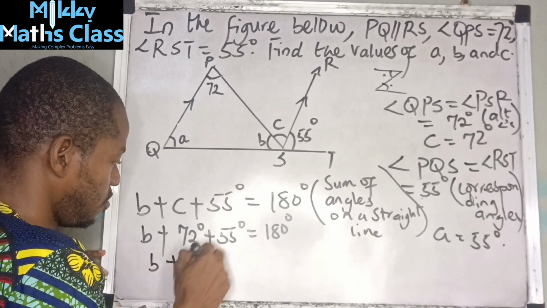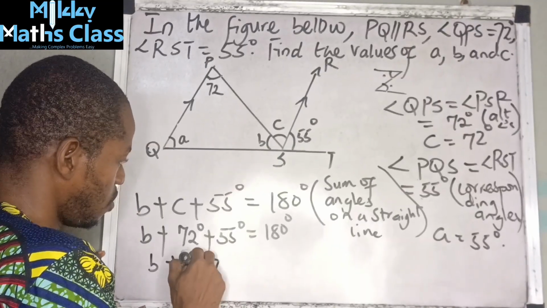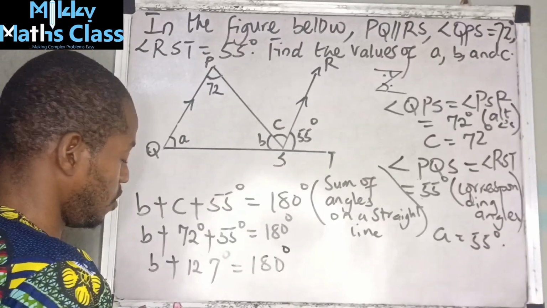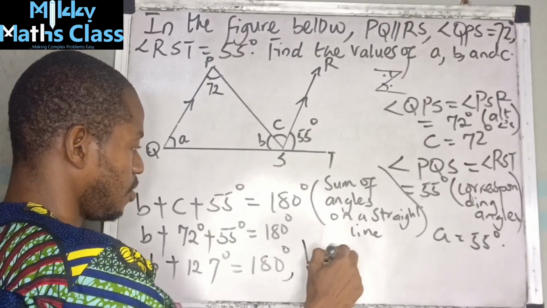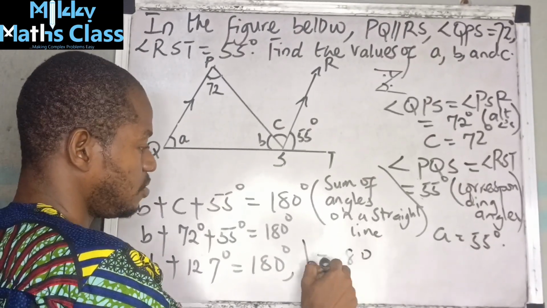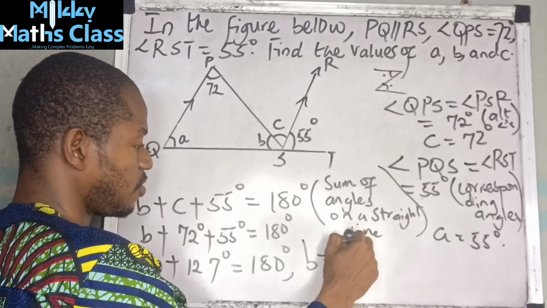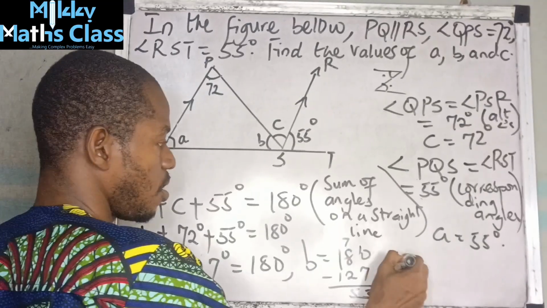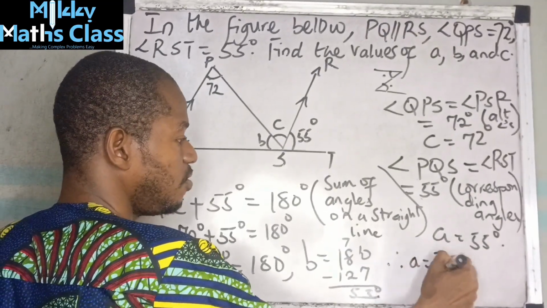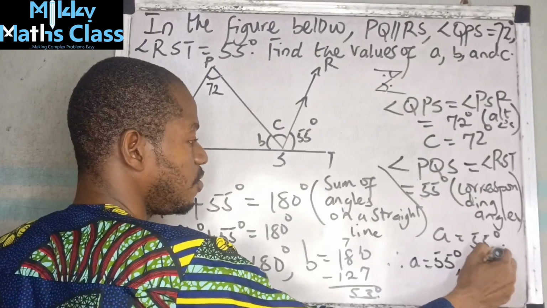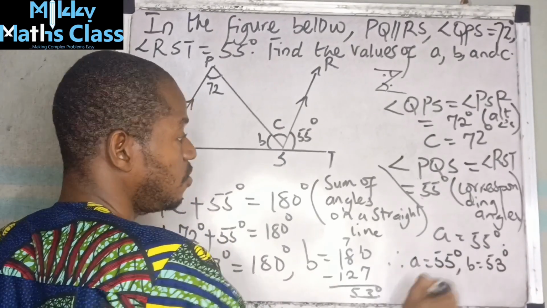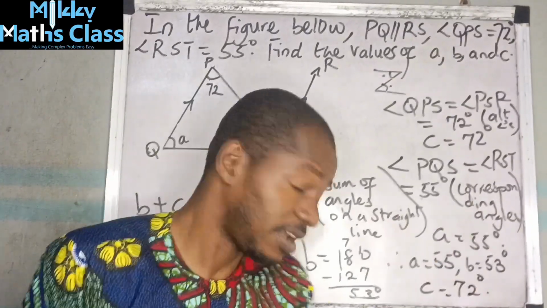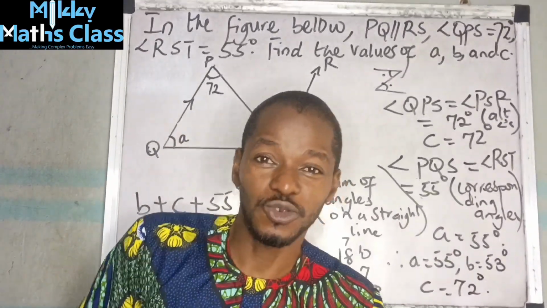So B plus, this is 127, is equal to 180 degrees. So our B is equal to 180 degrees minus 127. This 7, this 3, this 5, that's 53. So therefore our A is equal to 55 degrees, B is equal to 53 degrees, and C is equal to 72 degrees. All right, very simple. I hope you follow through the workings.